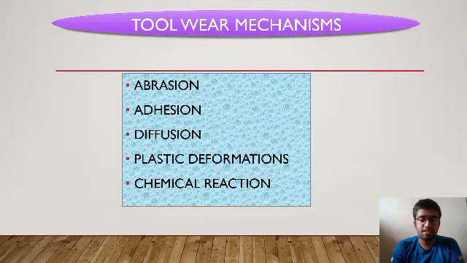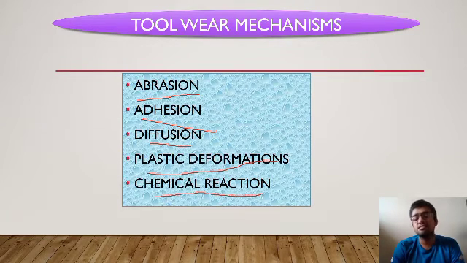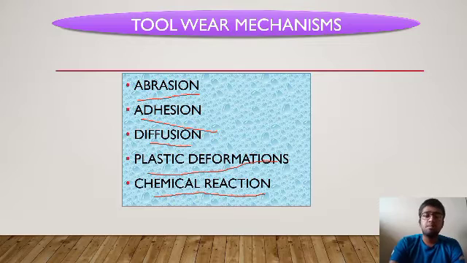These are the tool wear mechanisms. The first one is abrasion, adhesion, diffusion, plastic deformation, and last but not least, chemical reaction. This chemical reaction generally occurs with materials which have higher chemical affinity. Example, you can say copper, aluminium, etc.